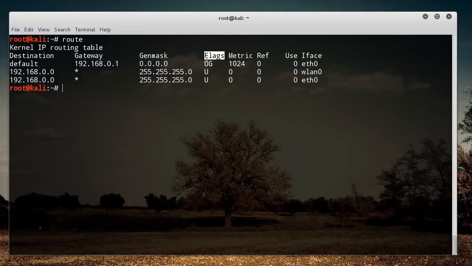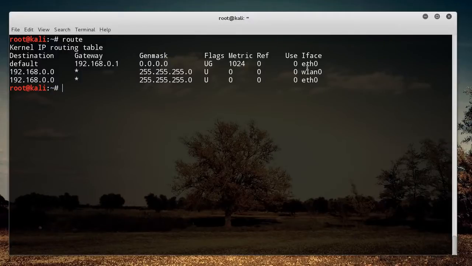There's a bunch of different flags. Probably the two most common flags are U and G. U means that this route is up, so you can use this route. It's up and running. That's fine. G means gateway. So this route right here uses a gateway, and that means that whenever we send data down this route, it's going out the door to another network.